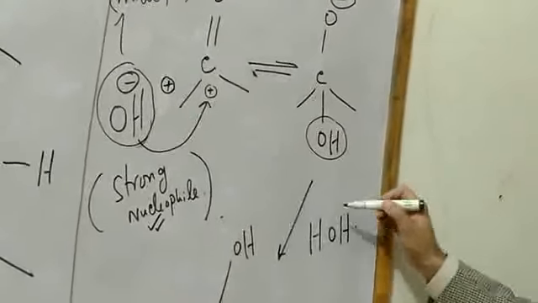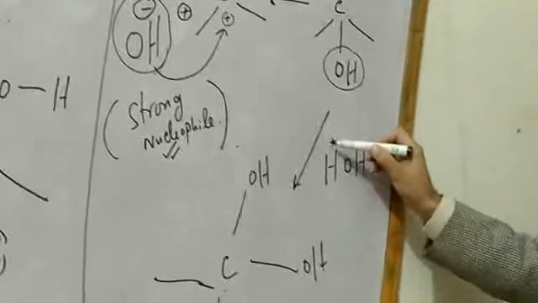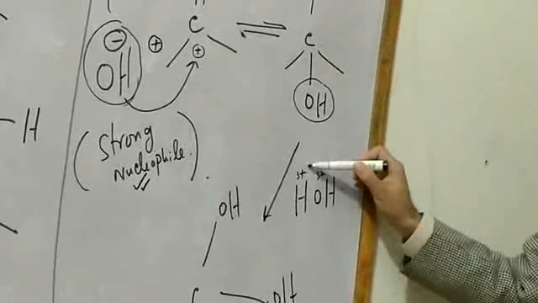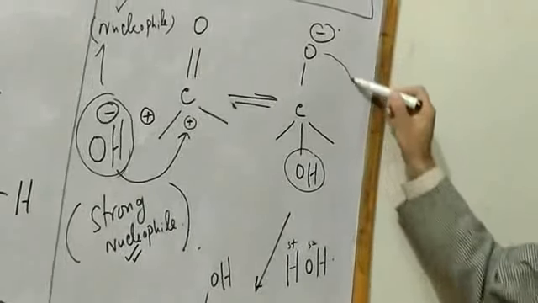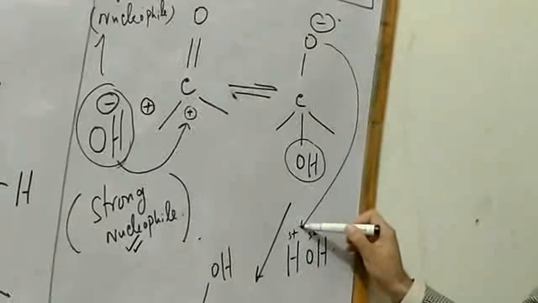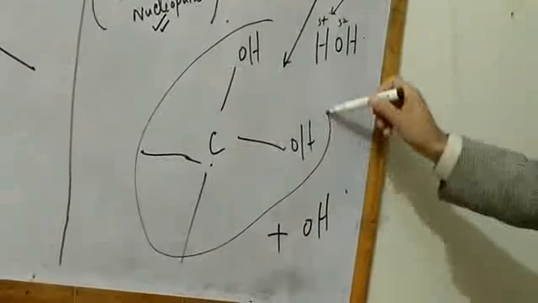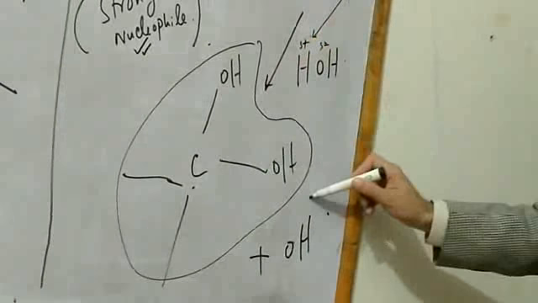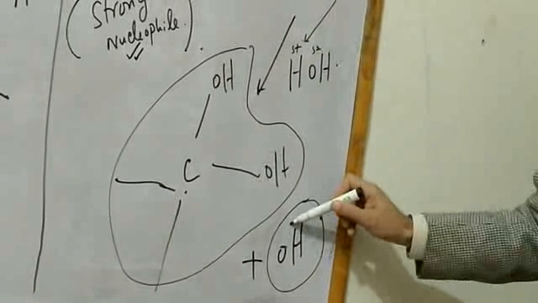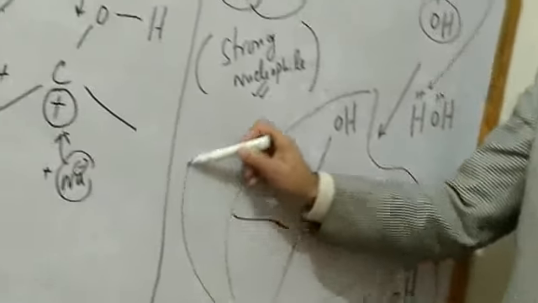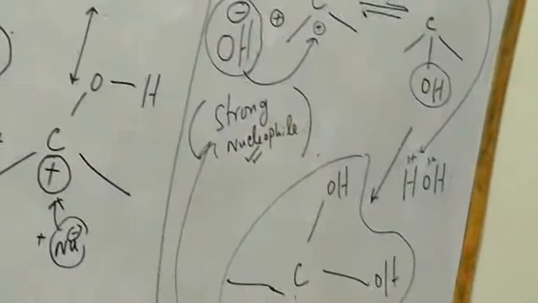In the subsequent step, in the next step, this negatively charged species may react with a positive species like this one to give you the final product, and again a nucleophile is generated over here. This nucleophile will come again and will repeat this step.